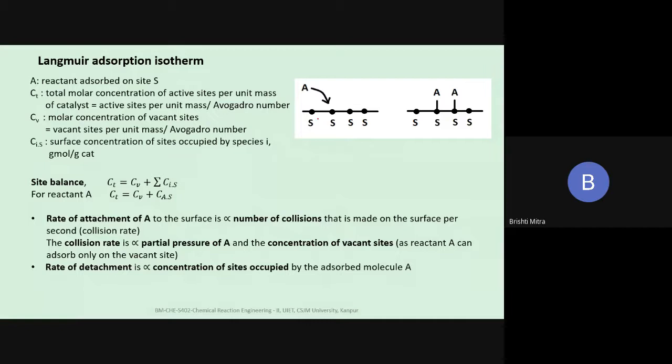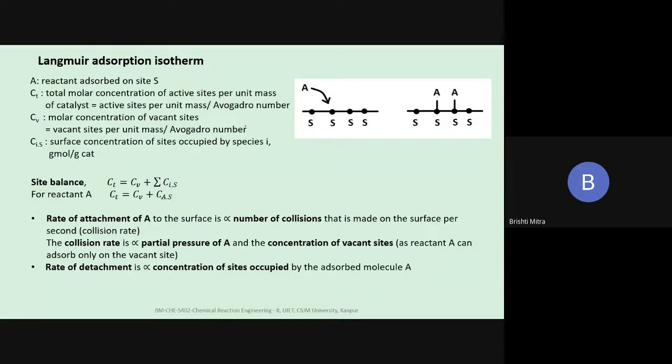So what do we have out here? Say for example, there are 4 sites out here. That means the total number of sites, that is Ct, is equal to 4. And what is Cv? Cv is the molar concentration of vacant sites. That means the vacant sites per unit mass per unit Avogadro number. So if you look at this example, you will see that out of these 4 sites, 2 of them are occupied by the gas molecule A and 2 of them are free. So there are 2 vacant sites and 2 adsorbed sites.